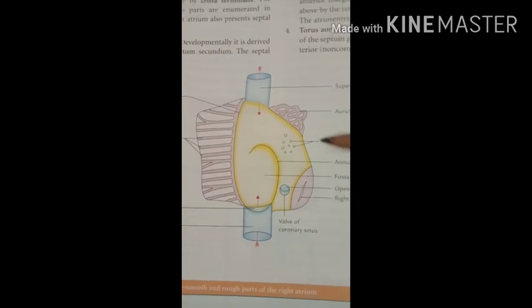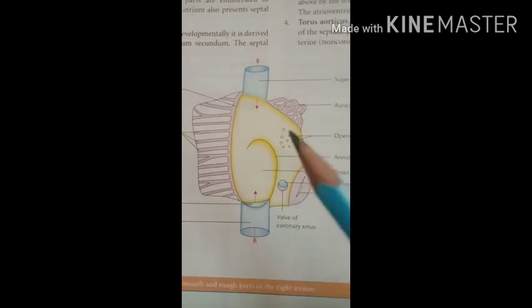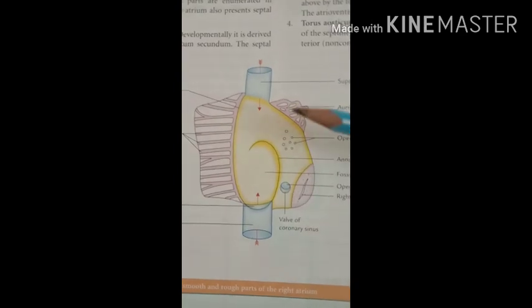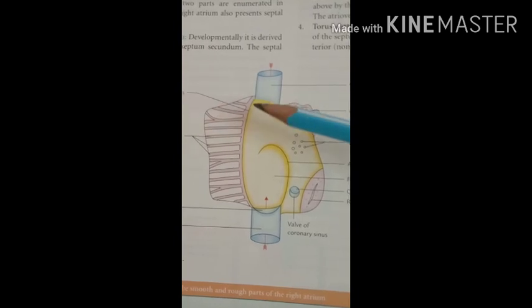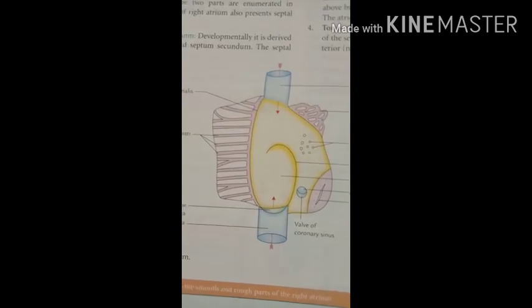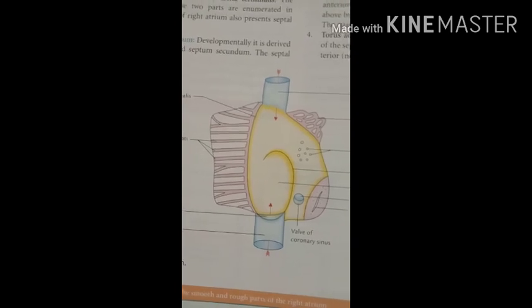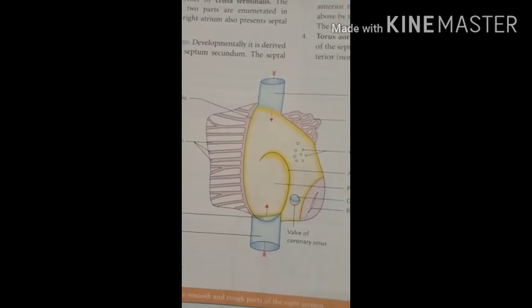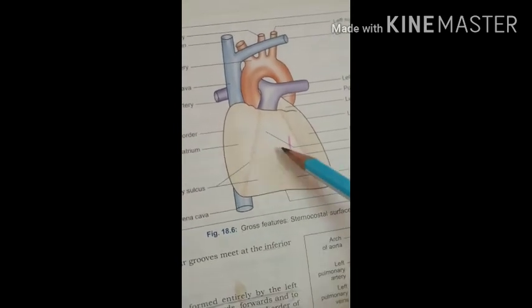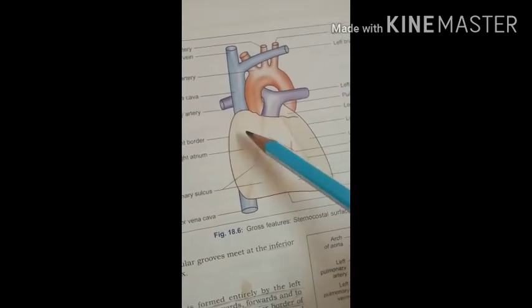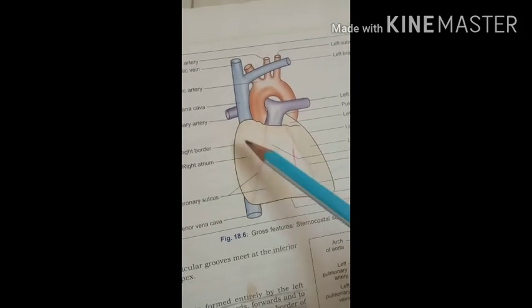So here in this diagram you can see the right atrium, and when you cut it vertically and open it, you can see the interior of the right atrium. The right atrium is the quadrangular chamber present on the right side of the right ventricle. In the last diagram we have seen that it should be present on the right side of the right ventricle. So this is the right ventricle, and the right atrium should be present to the right of it.